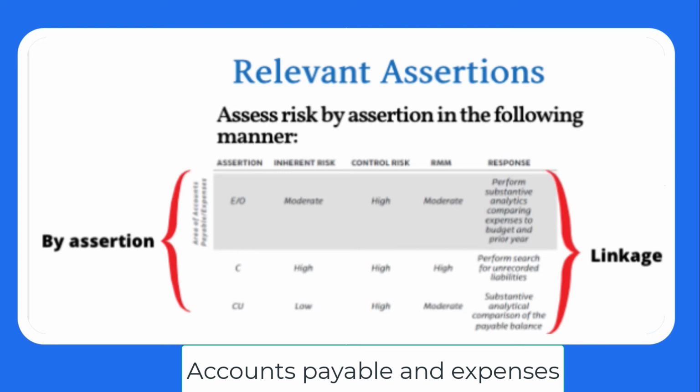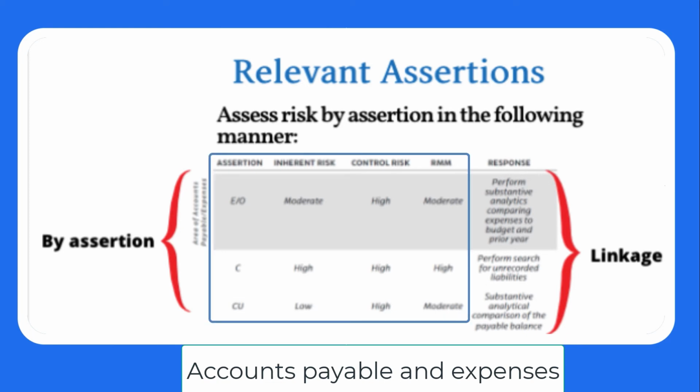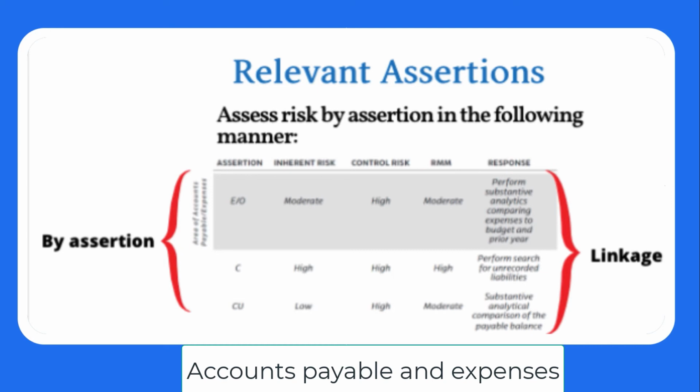And you can see the risk of material misstatement. For occurrence, I'm saying it's moderate. And for completeness, I'm saying it's high because of that directional risk that it might be understated. And then for cutoff, I'm saying it's moderate. And then you see the linkage out to the right. So here's my risk. I've done my risk assessment by assertion. And then here's my response or my linkage out to the right.